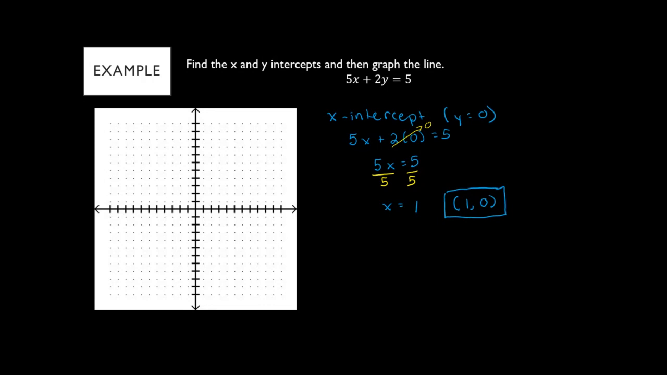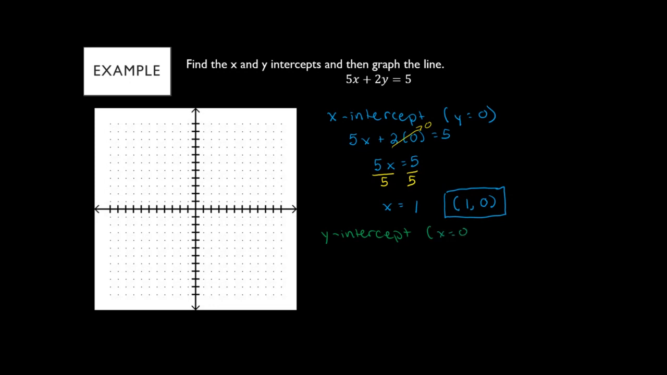And so to graph that, I want to put that somewhere on the graph. And I usually wait to graph until after I've done both intercepts, just because I may end up with a fraction if I solve for the other one. So I want to make sure that it's easy for me to graph. So I'm going to just hold off on graphing that yet. And now I'm going to find the y-intercept.